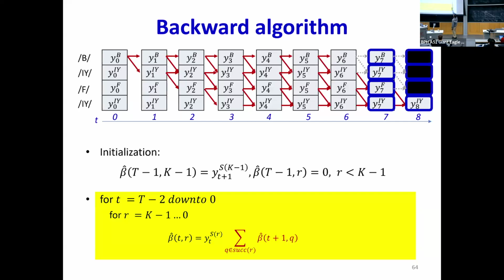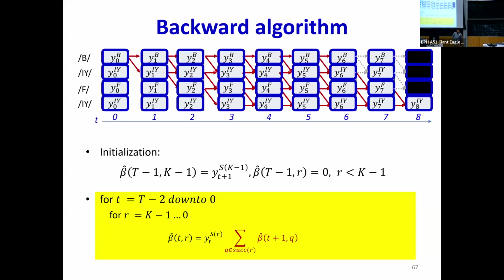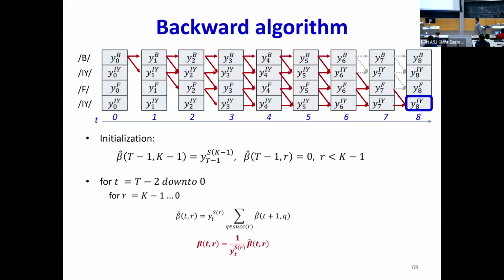Once I've computed from here, I can take a step back. I can go up the column. And for every node, I can sum the beta hats for all of the children and then multiply the sum by the node probability. Once I've done this for this column, I can take a step back, compute it for this guy, take another step back, do it for this guy, walk my way all the way to the beginning of the graph. And now what this has given me is beta hat, which included the initial node. So I want to get back to beta from it, so I just divide it by the node probability itself, that's all.